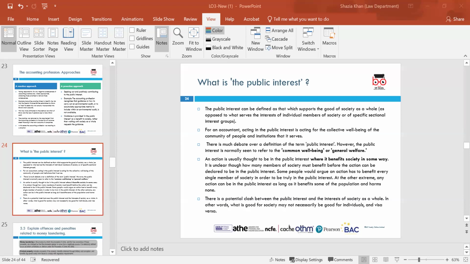There's much debate over a definition of public interest. However, the public interest is normally seen to refer to well-being or general welfare. So an action is usually thought to be in the public interest where it benefits society in some way. It is unclear how many members of society must benefit before the action can be declared to be in the public interest. So it's a really important element of accountancy, having to identify public interest.